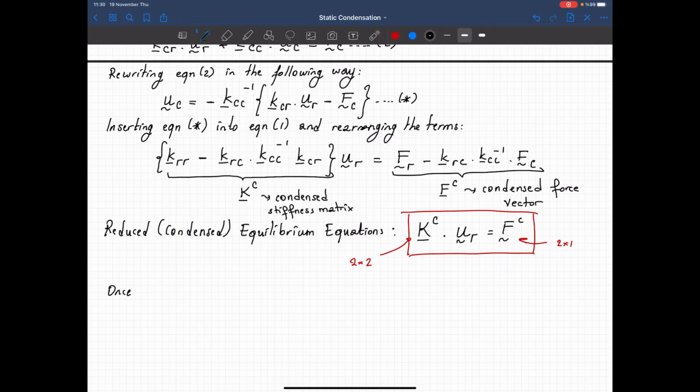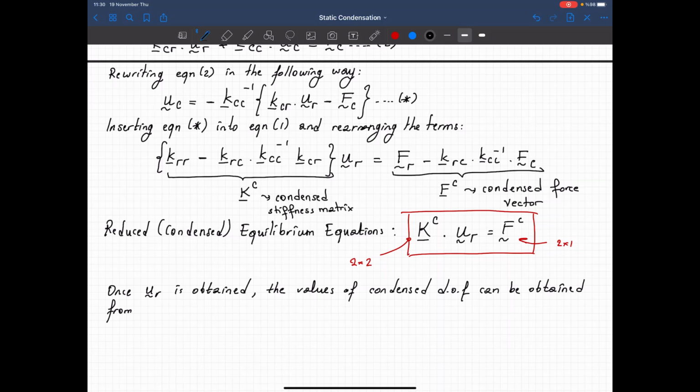Okay, then once you solve that, once UR is obtained, the values of the condensed degrees of freedom can be obtained from equation star. This process is called recovery. Right?